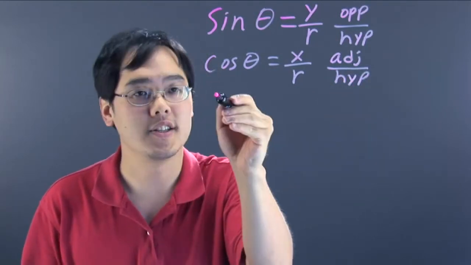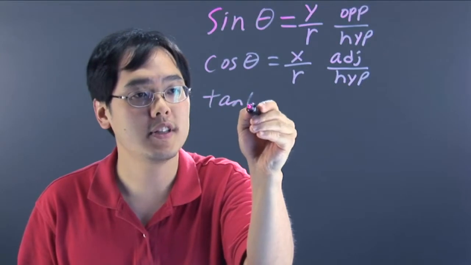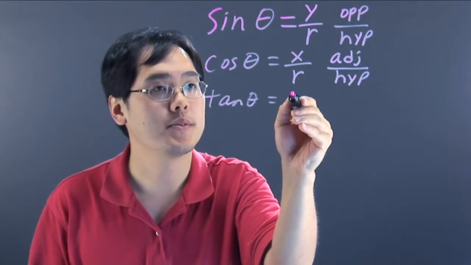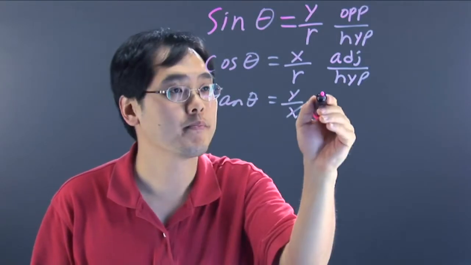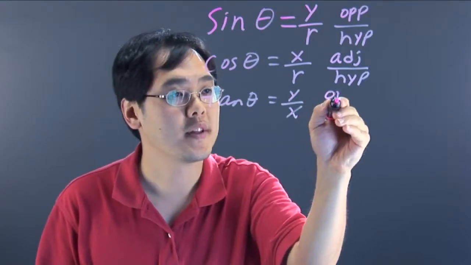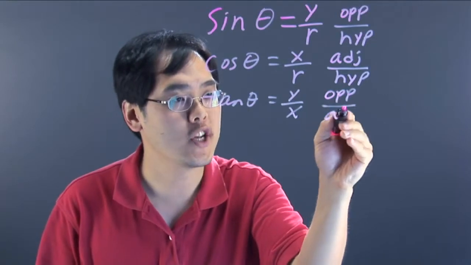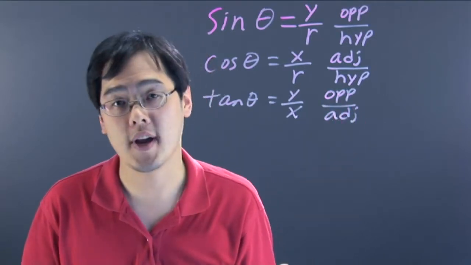And then you get to tangent. The tangent definition is y over x. It can also be thought of as sine over cosine, but you can also think of it as the opposite leg over the adjacent leg if you're working in triangles.